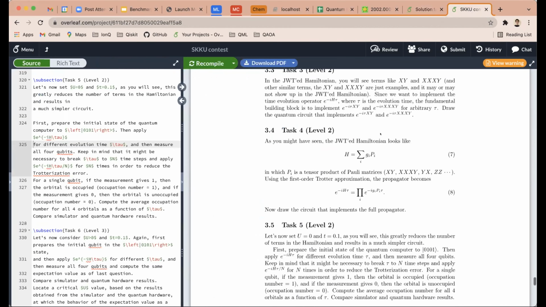Okay, so then we move to task 4, and this task asks you to implement the full propagator of the Hubbard model Hamiltonian using quantum circuit.